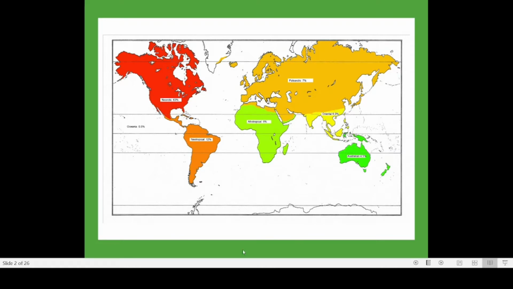So if you look at the map, you can see that the Neotropical region consists of the entire South America. In addition to South America, it also consists of the land which is connecting South America and North America, that is Central America. This Central America consists of several countries. In addition to that, there are a large number of islands here, known mostly as the Caribbean islands. So these are the regions which are included in the Neotropical region.